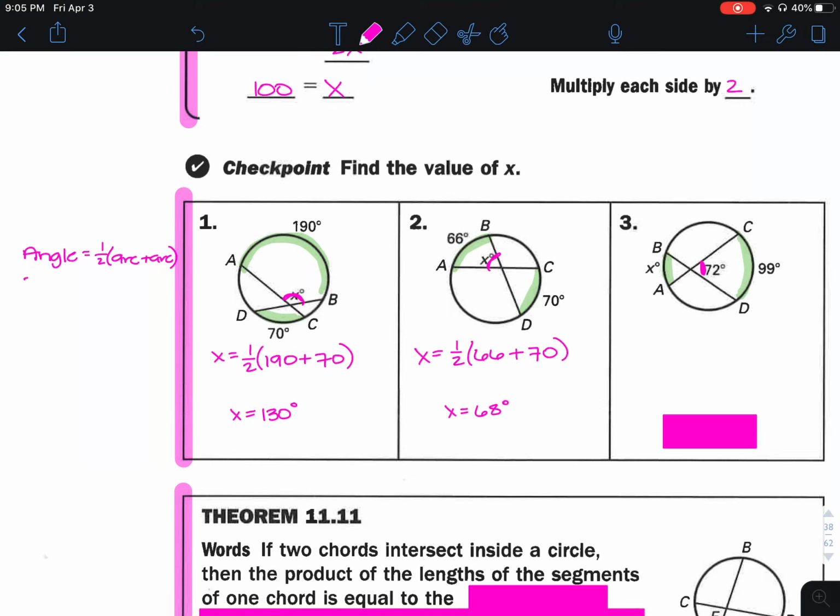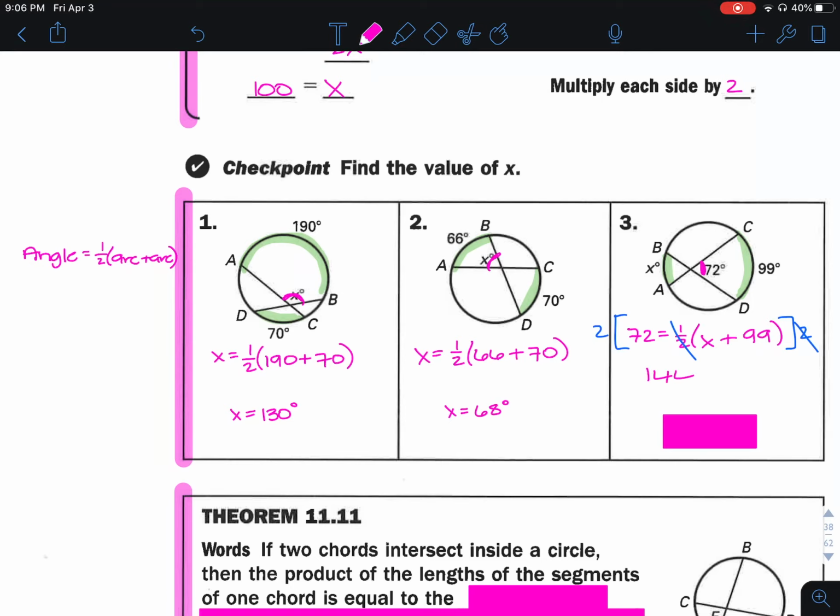So my angle, using that formula again, my angle goes first, so 72 equals 1/2. One of my arcs is X. The other one is 99. Okay, so I could take a couple routes. I could use the distributive property, but I find that having a 1/2 in there, I'd rather just get rid of it right away. So in order to get rid of that 1/2, I'm going to multiply by the reciprocal. The reciprocal is just 2, so multiply by 2 on both sides to get rid of those 2.